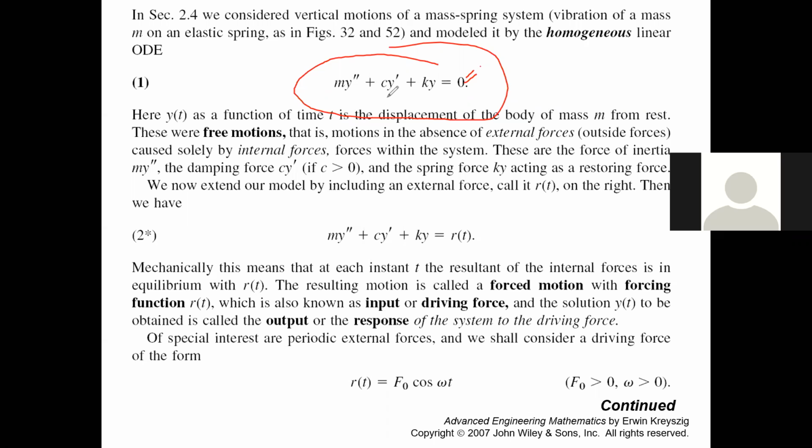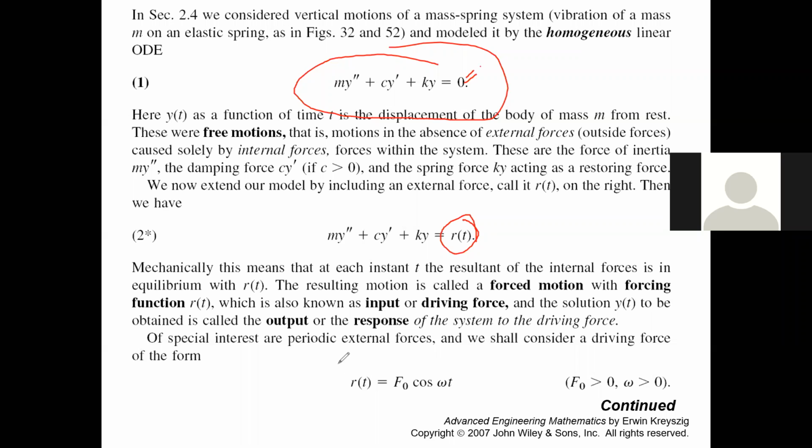But for most applications, you have external forces. For example, for your shock absorber, you have the pump, you have the rod that is going to give you a reaction force to your weight, and then you have this one over here.